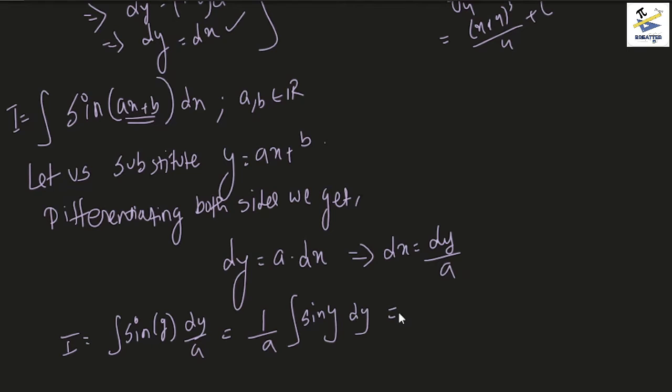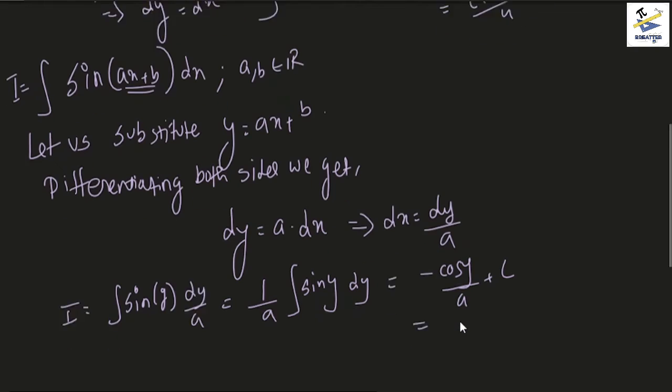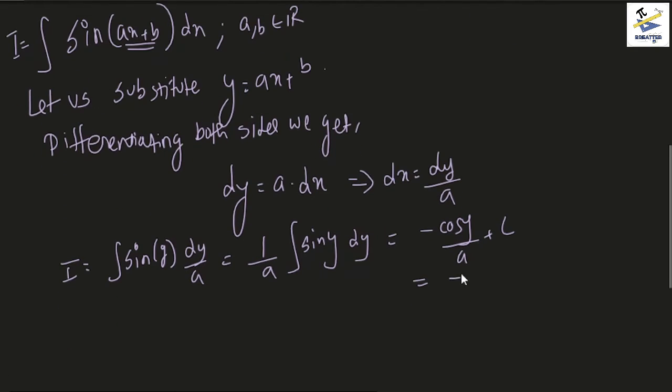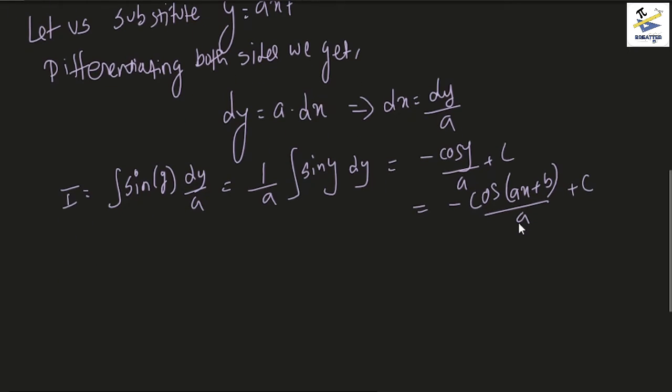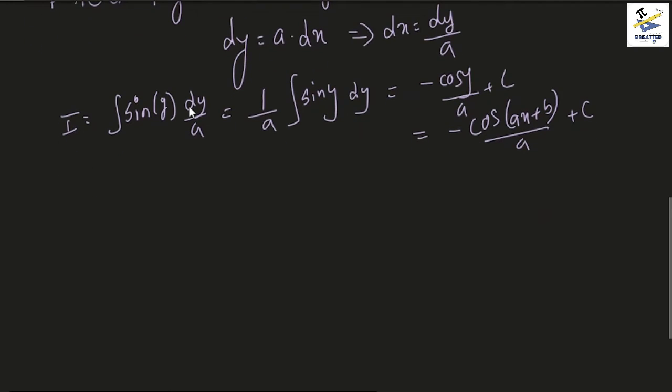Now we know the integration of sine y is just minus cos y, so the answer would be minus cos y by a plus c. And it's time to put back the variable which we substituted, which gives us minus cosine of ax plus b by a plus c, which is the answer for our integration. So as you see, this kind of integral can be solved by using simple substitutions, but obviously there are harder ones. So let us try to find out another integral.